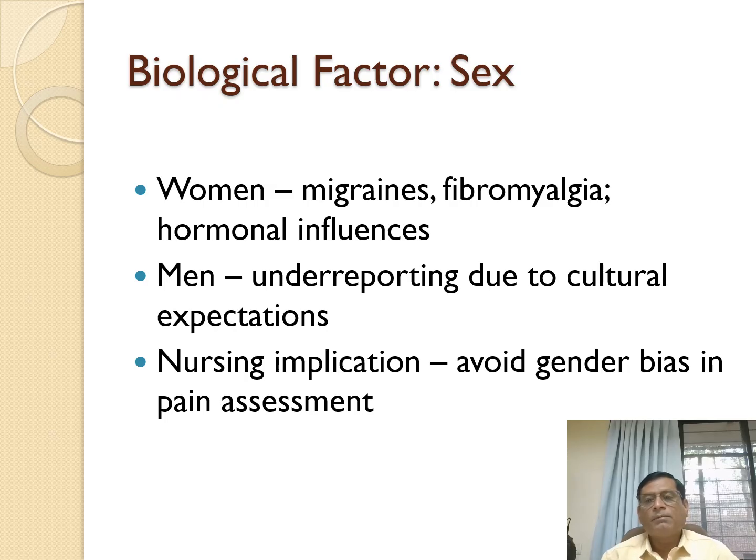Migraine is more common in females. What is migraine? It is a recurrent headache, mostly seen in females because of hormonal imbalances, and it is mainly associated with menstrual cycles. Fibromyalgia is also very common in females. It is extreme fatigue or chronic body pain because of hormonal influences.